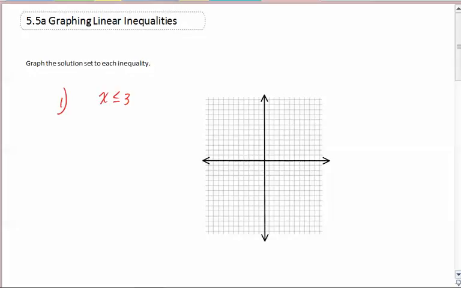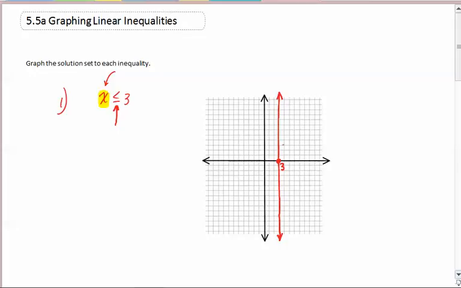Now, we know that if we have a linear inequality that just has one kind of variable, just the x or just the y, it's either going to be a horizontal or vertical line. Well, if it's just the x, then that means it can only go through the x-axis, and so that would look like a line like this, because it has to go through 3. Because it's less than or equal to, it's a solid line. So a solid line vertically through the 3 on the x-axis.